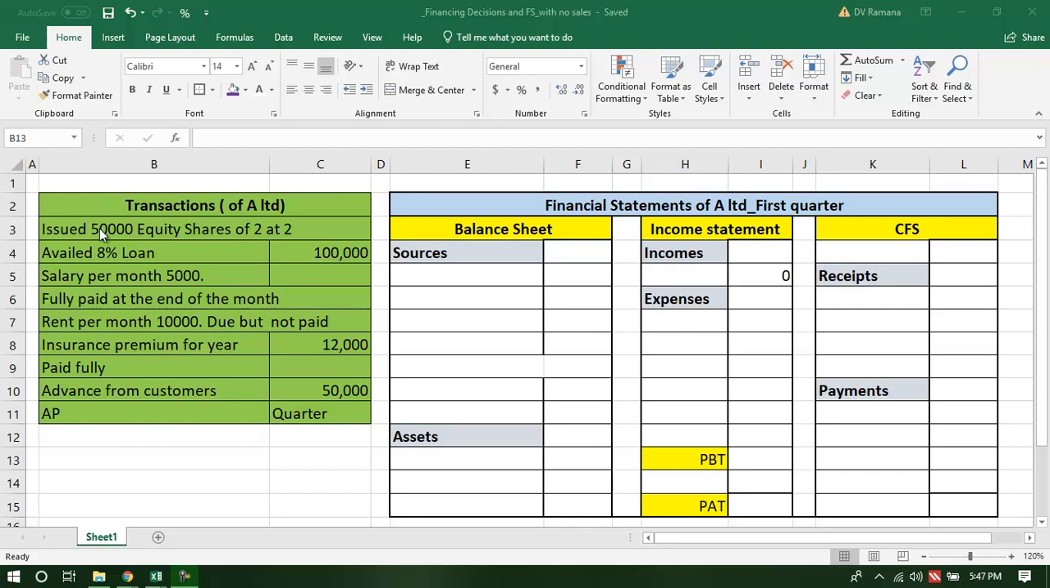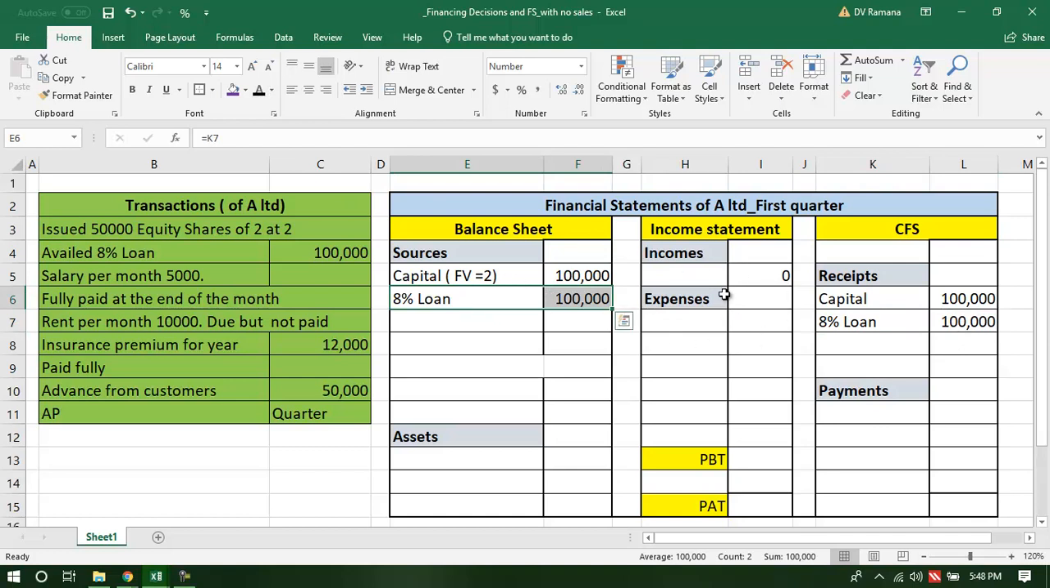The first transaction is issued 50,000 equity shares of 2 at 2. So the company raised capital of 100,000, and this is a receipt and a source. Similarly, the company raised an 8% loan of 100,000, so therefore it is also a receipt and a source.